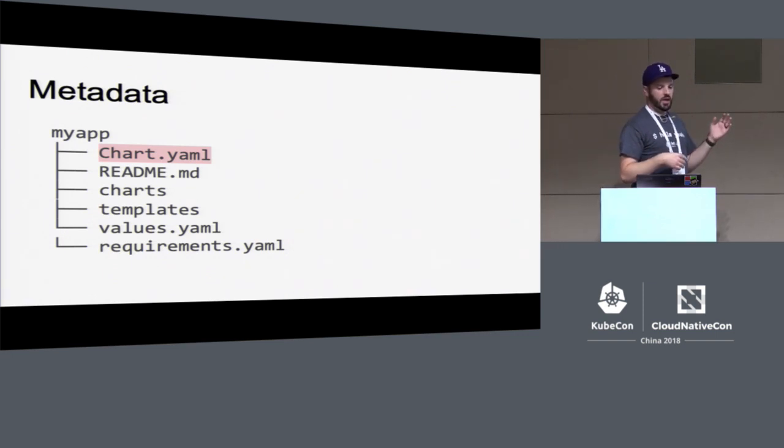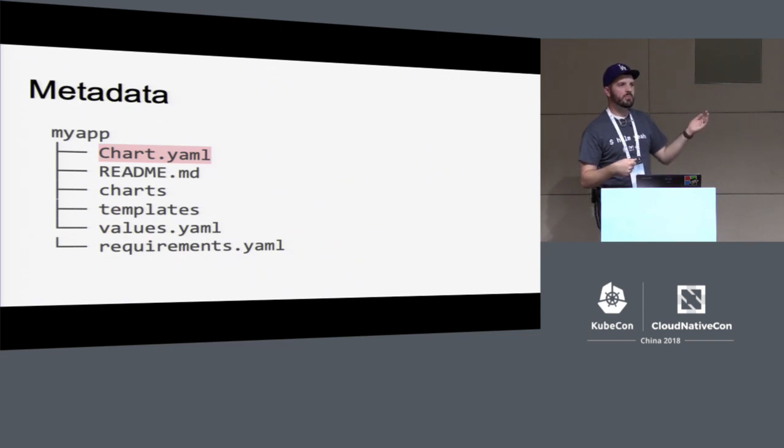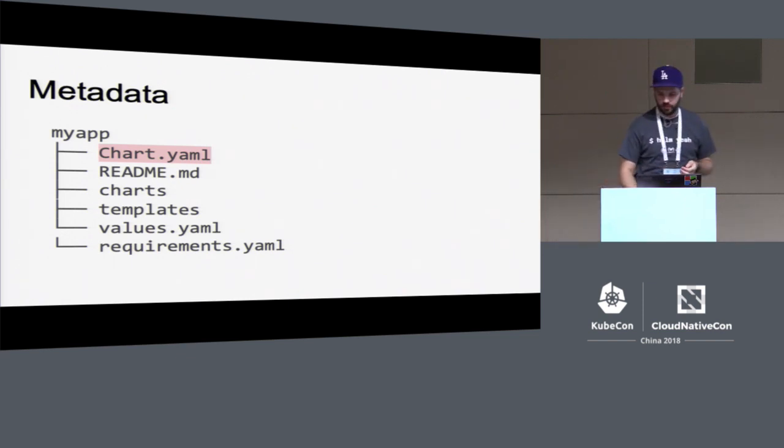Also, there's a keyword section in there that allows you to say what it's searchable by. So you could want to install WordPress, but you want people to be able to find it by blog. Like if I want to search for that chart and find if it's a blog chart. So you could put a keyword as blog, and if someone says Helm search blog, that'll be one of the options that gets printed out.